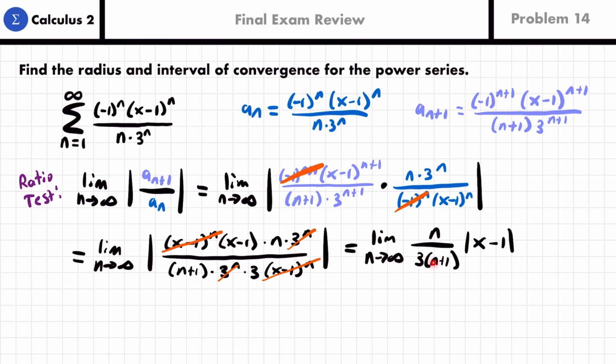The coefficient of n is 3. So the limit is equal to 1/3, right? 1 divided by 3, and that is multiplied by the absolute value of x minus 1.